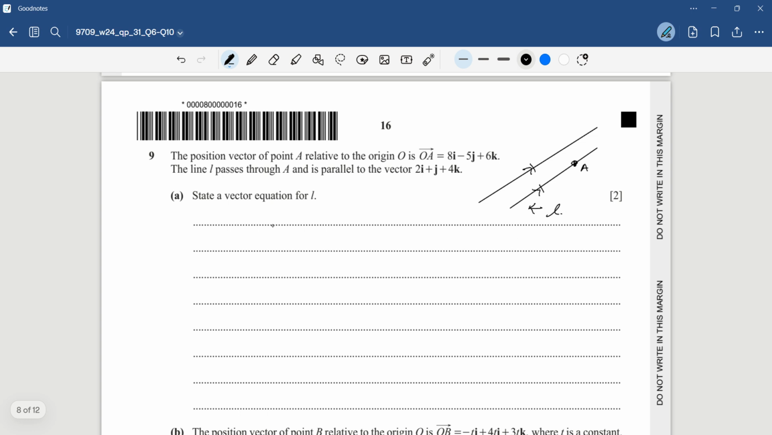Since they are parallel vectors, we can just put L equal to any coordinate on the line. Since they gave me A, I just use my A, (8, −5, 6), plus the direction vector here, (2, 1, 4) lambda. That's it. The equation for the line will be any coordinate on the line plus the direction vector with a multiple of this.